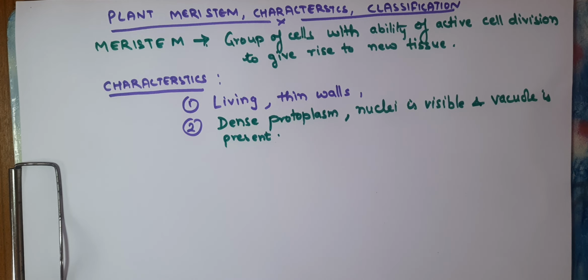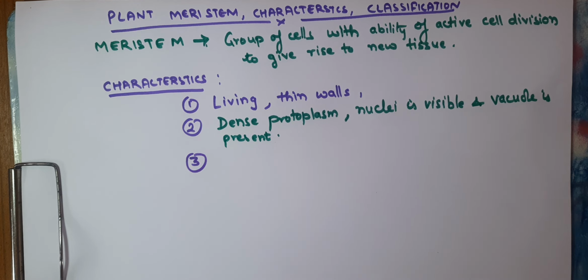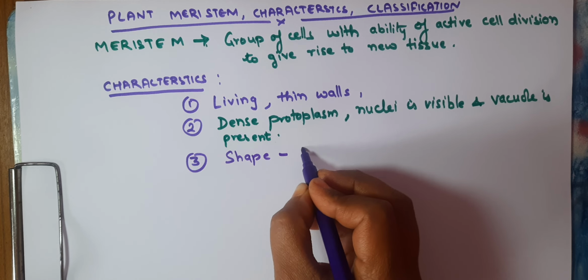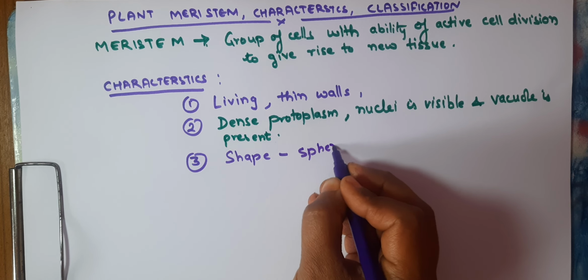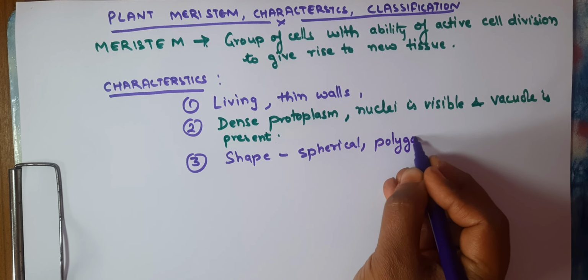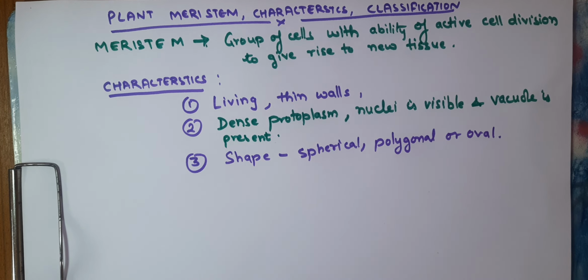The third characteristic of the plant meristematic cell is in their shape. Their shape can be spherical, polygonal or oval.